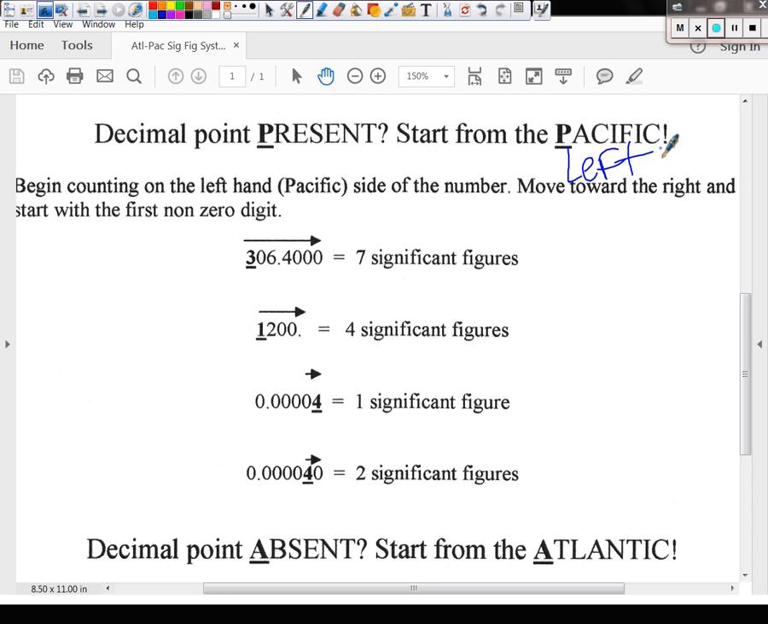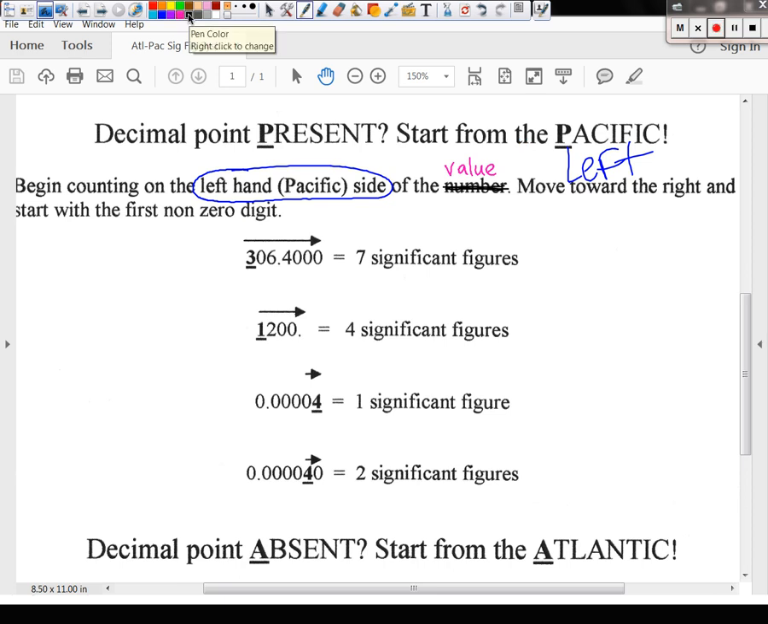Now, we're going to begin counting on, I want you to circle this for me, the left-hand side, the Pacific side. And do me a favor, scratch out the word number and change it to the word value. The reason I don't like the word number there is because when I say number, it can imply one digit. But when you hear the word value, what does that represent? The whole thing, right? So all numbers aren't one number, they're a value. So we're going to begin counting on the Pacific side, or the left-hand side, of the value.